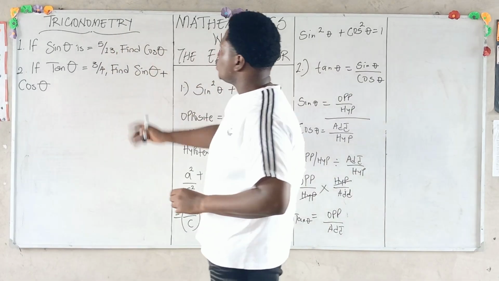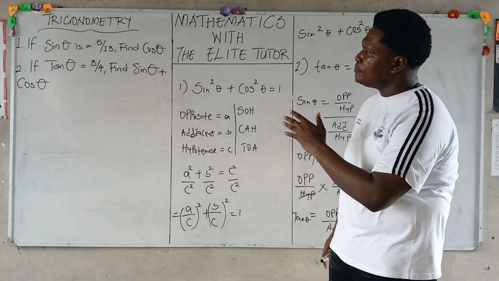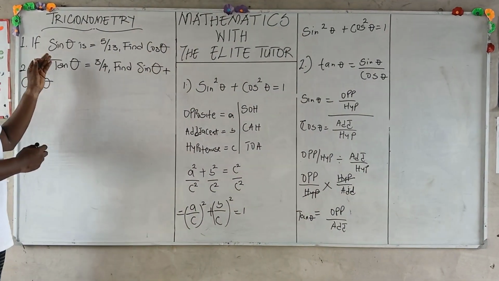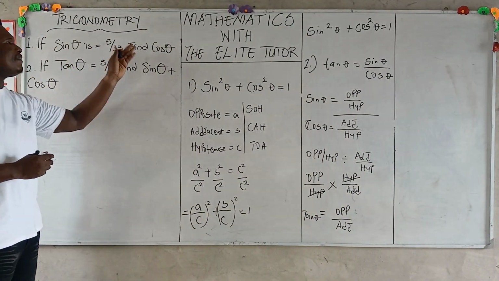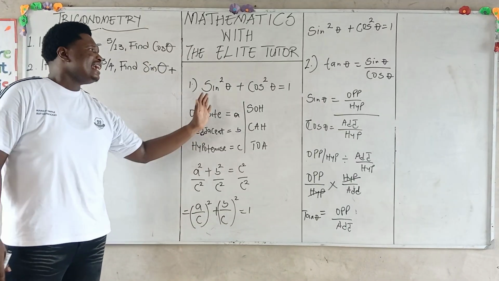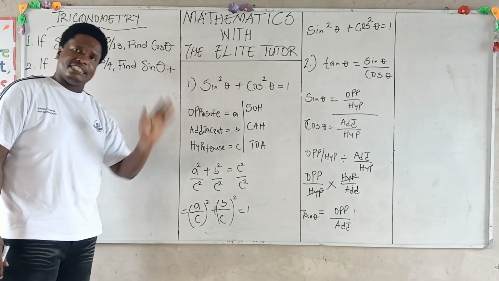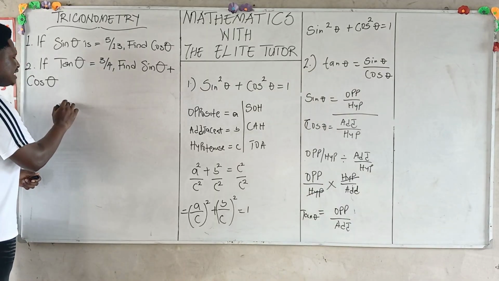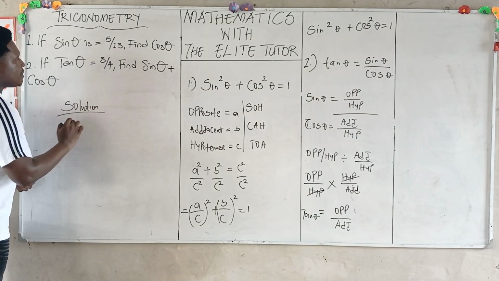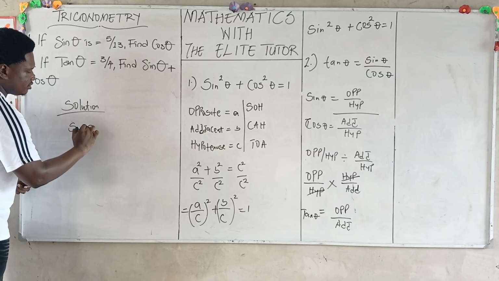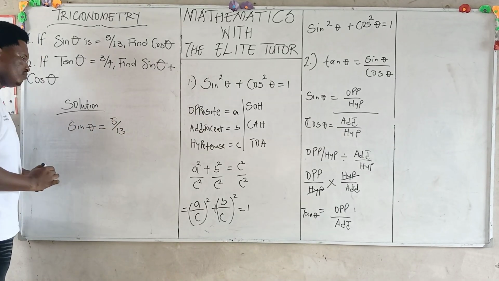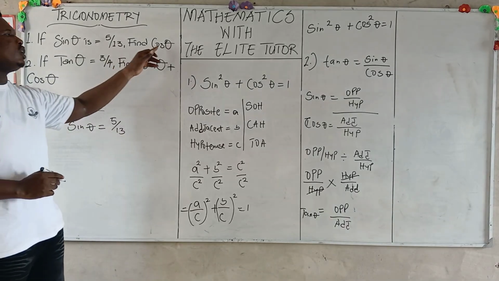Now let's go to the questions that we have on the board. Now we have question 1. If sine theta equals 5 over 13, find cos theta. Now we are going to be solving this using this trig identity. So we have, if sine theta equals 5 over 13, we are asked to find cos theta.